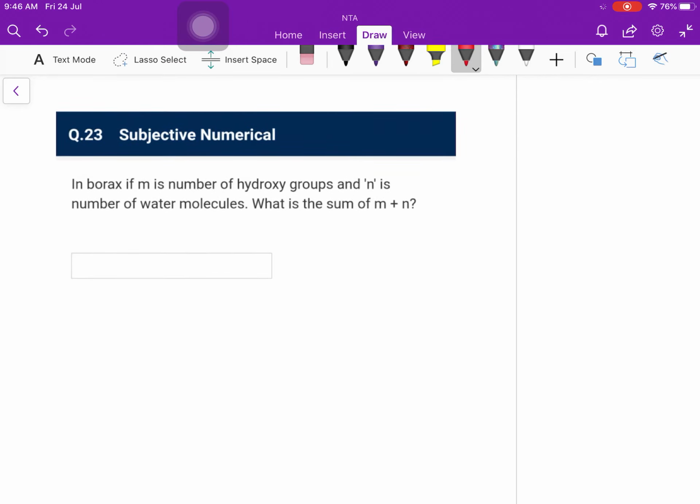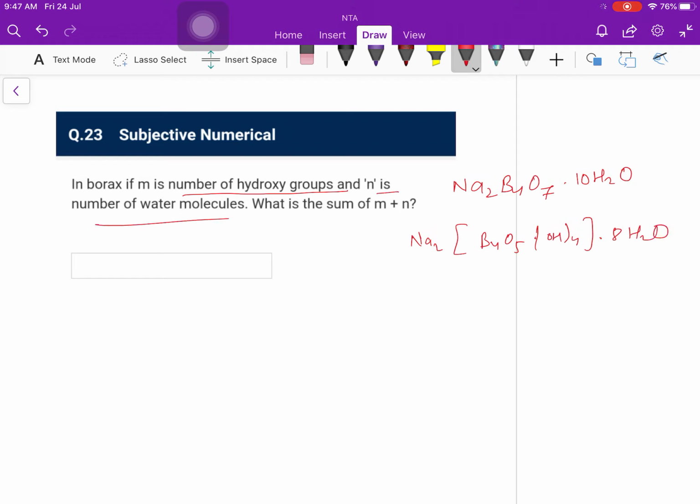In borax, if M is the number of hydroxy groups and N is the number of water molecules, you need to know the actual structure of borax. Borax is simply written as Na2B4O7.10H2O, but here you need to know the structure in the complex. It is B4O5(OH)4 with 8H2O. So N is the number of water molecules, N is equal to 8. M is the number of hydroxy groups, M is equal to 4. So it turns out to be 12.